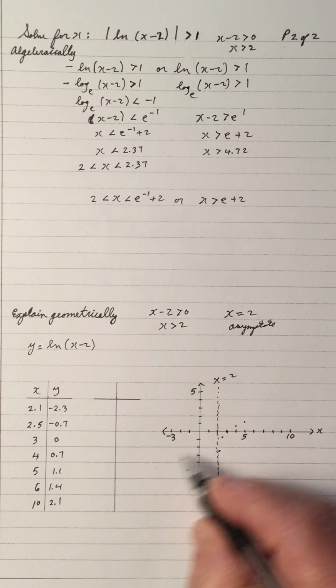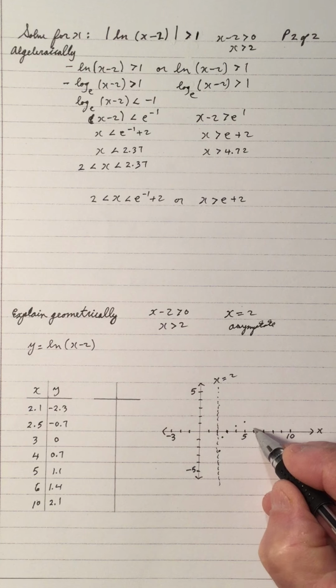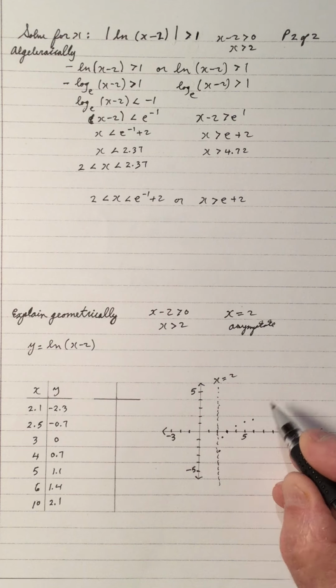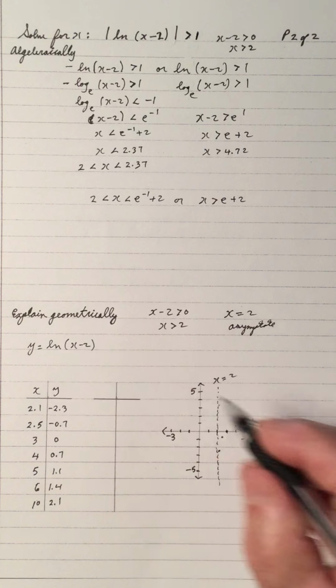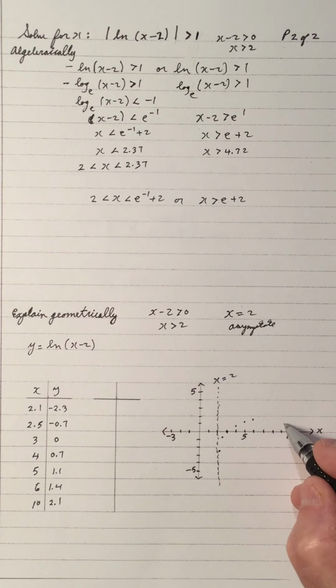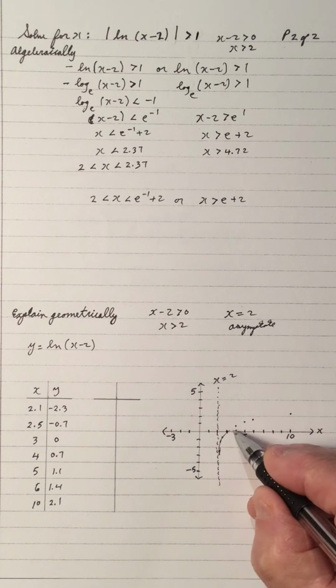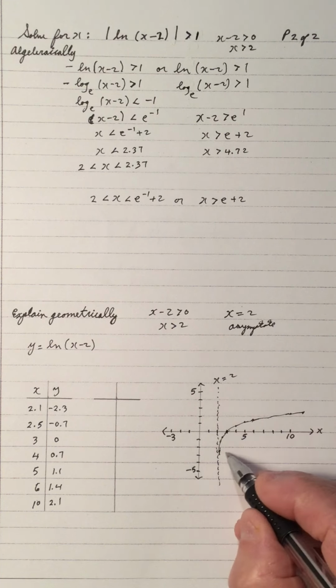So there's 1 right here, 1.1, a little bit higher. 6 is 1.4. There's 2 right there, so 1.4, a little bit higher. And let's go over to 10. 10 gives me the ln of 8, which is 2.1. So there's a 2. So let's say 2.1. So this is the graph of the logarithm. There it is.